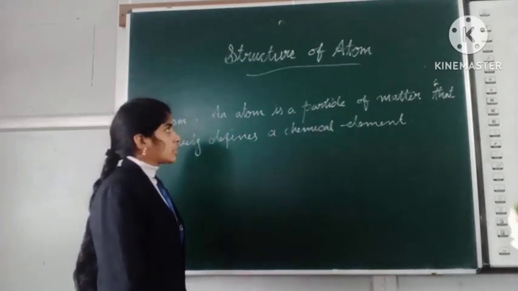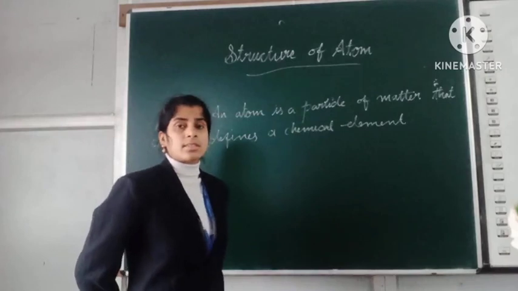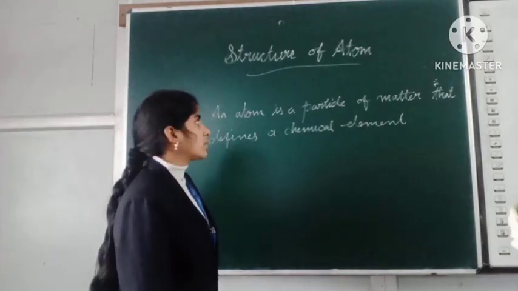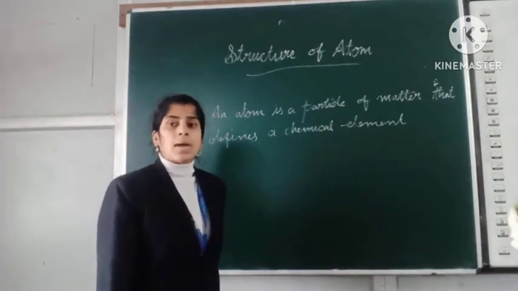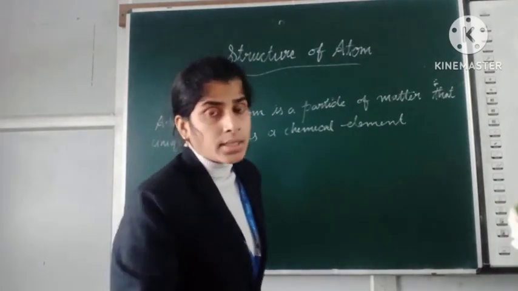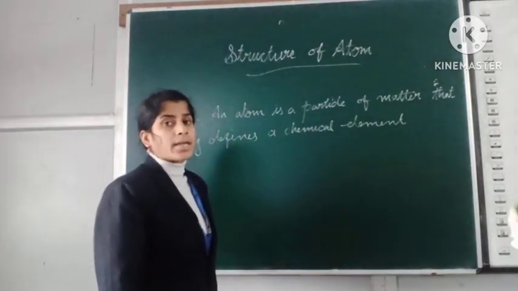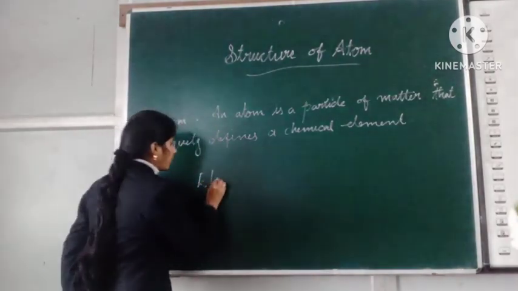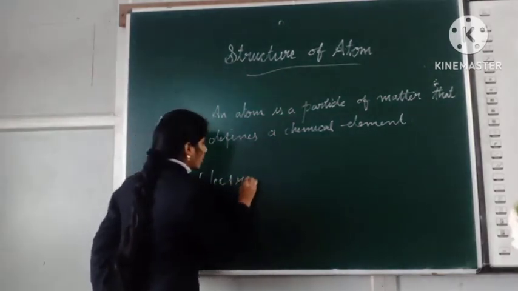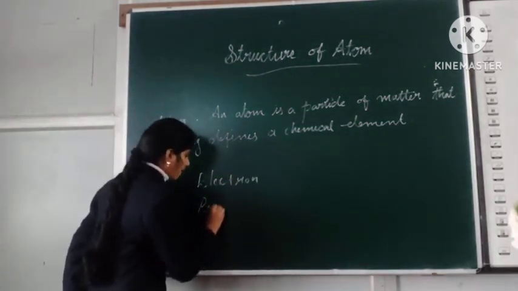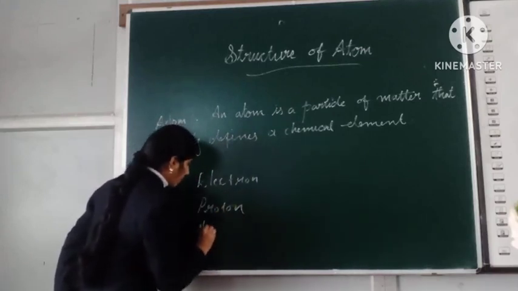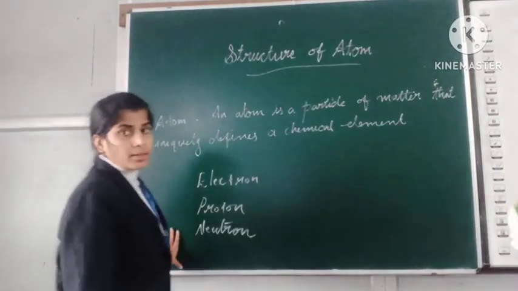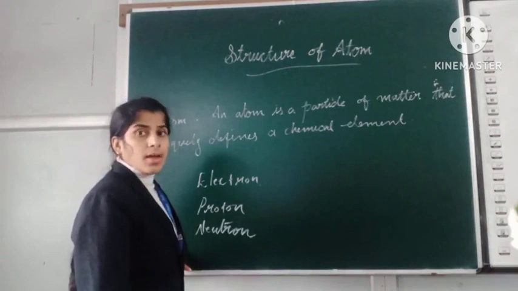After the 20th century, some questions were raised about this atom, and a few more scientists discussed the atomic structure. Then they said the atom also has fundamental elements, or subatomic particles. So what are the subatomic particles of an atom? The subatomic particles are electron, proton, neutron. These three are the subatomic particles of an atom.